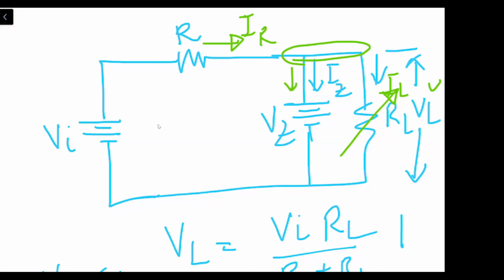So before that, we would like to see what should be the minimum value of RL so that the zener diode is in its on region. So let's see.